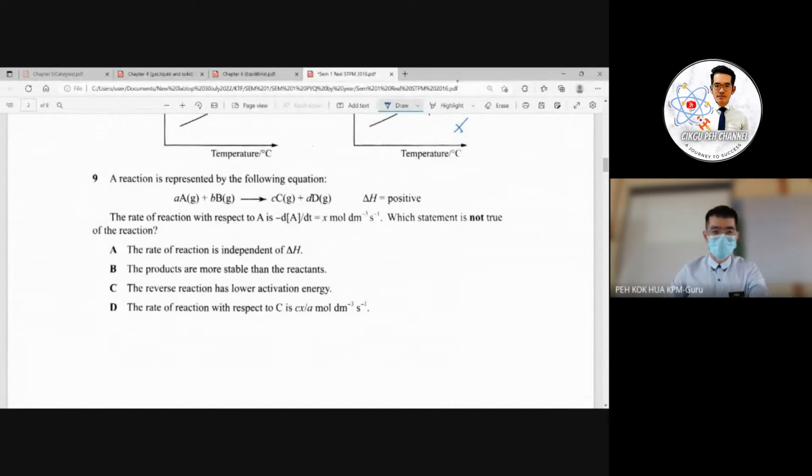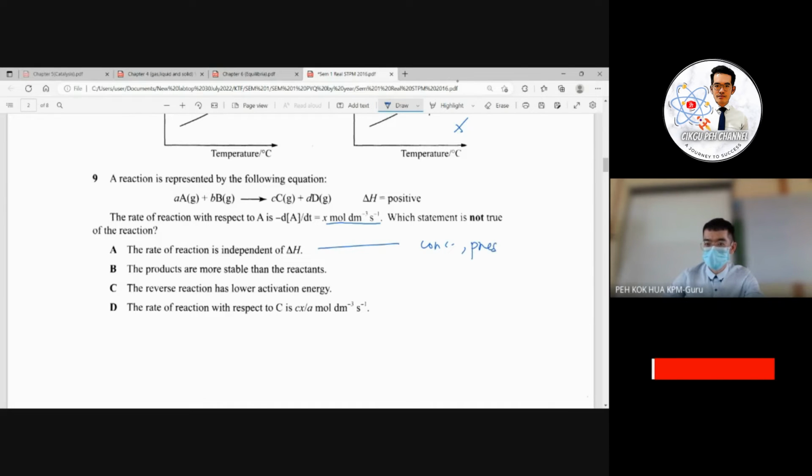Okay, so number 9, a reaction is represented by the following equation. So this one is the rate of change of the concentration of A. It will be x mole per dm cubed per second. So which statement is not true? Okay, so for the first one, the rate of the reaction depends on the concentration, pressure, temperature, and catalyst. So that means it does not depend on delta H here.